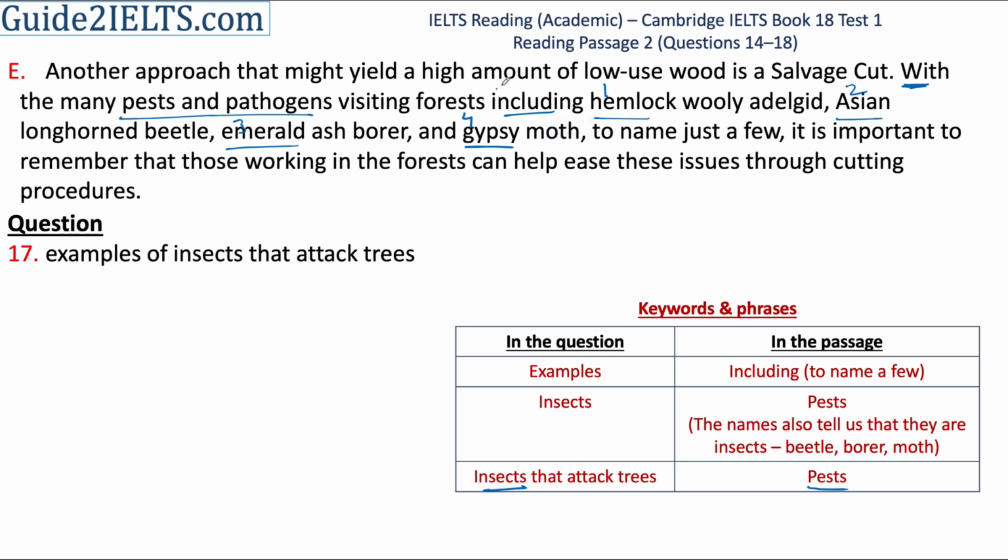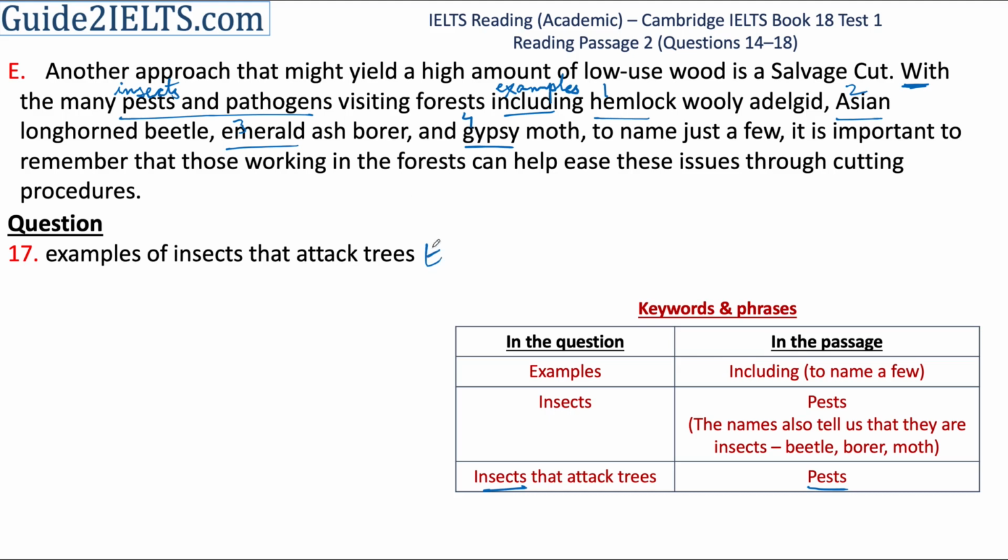Pests are the insects that attack. Examples are all of these names. The word including tells us these are examples. So the answer to the 17th question is E.